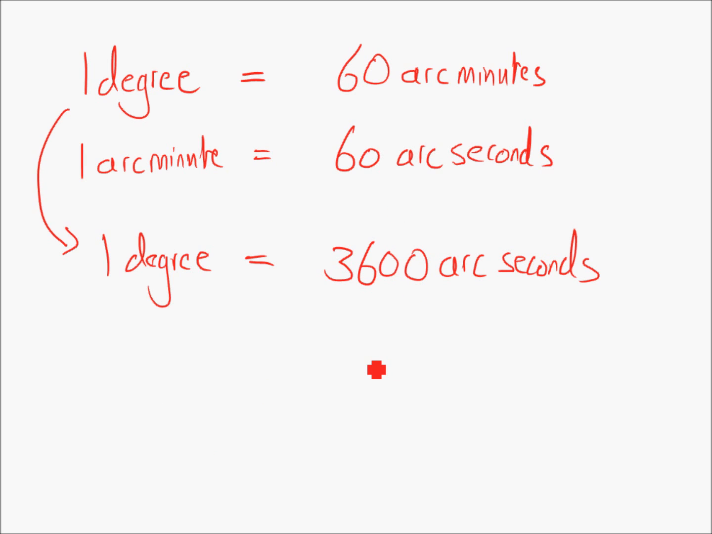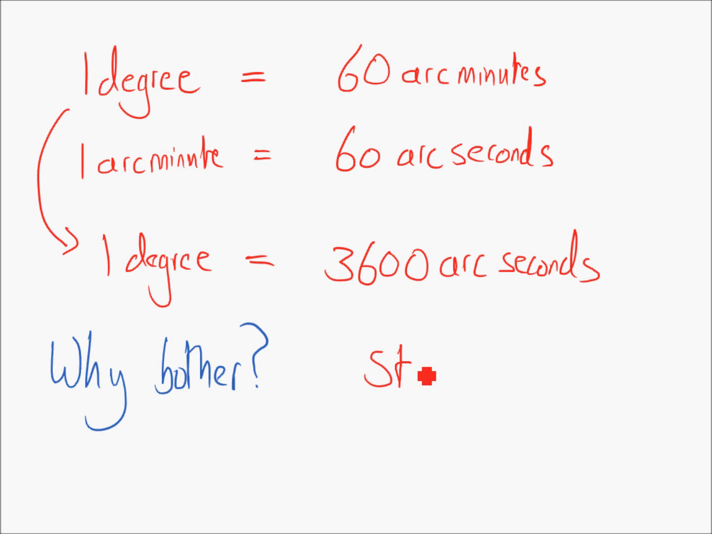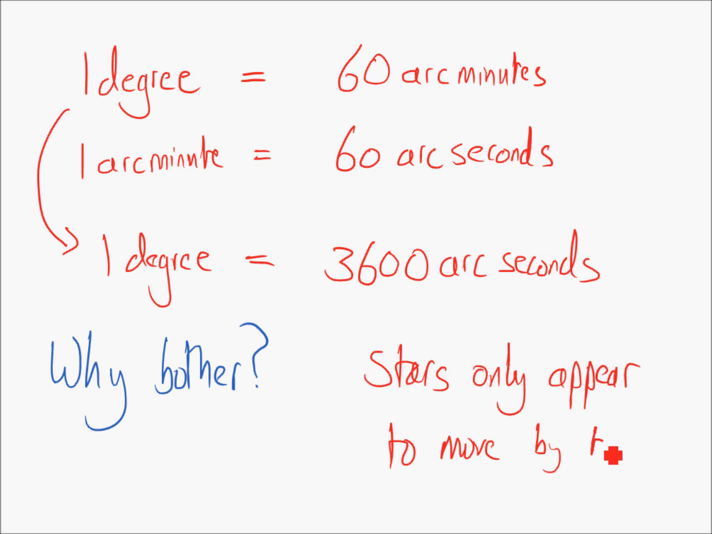So this is a system that astronomers use for dealing with changes in angle that are a thousandth the size of a degree. Why do we bother doing this? Why bother? The question we've stumbled across before. Because we have to. Because stars only appear in the sky, by parallax, to move by tiny fractions of a degree. So this is a new system of units that we use.